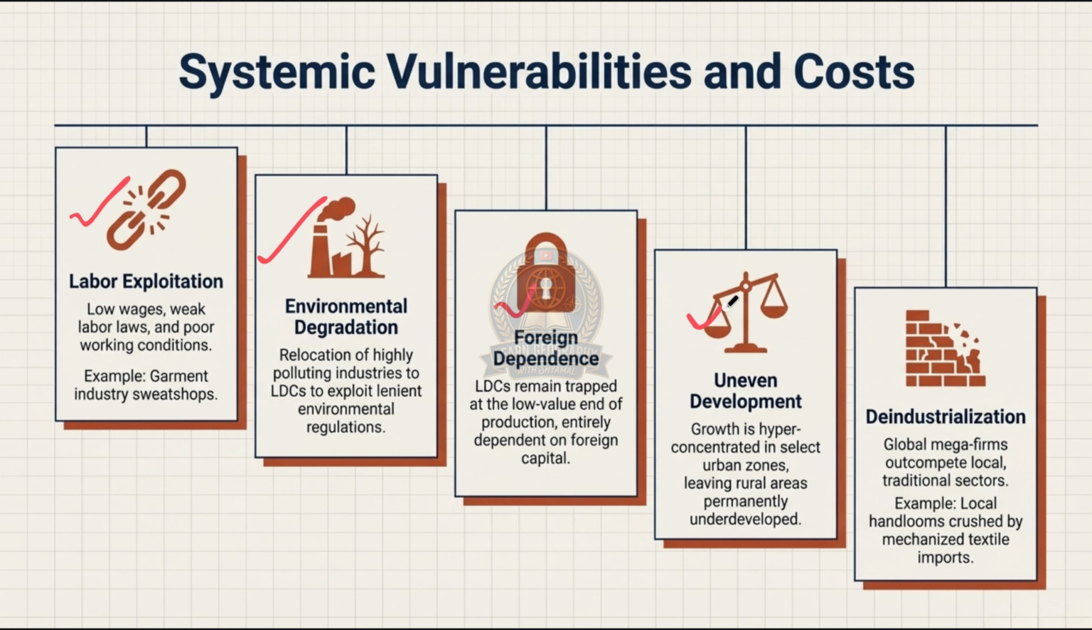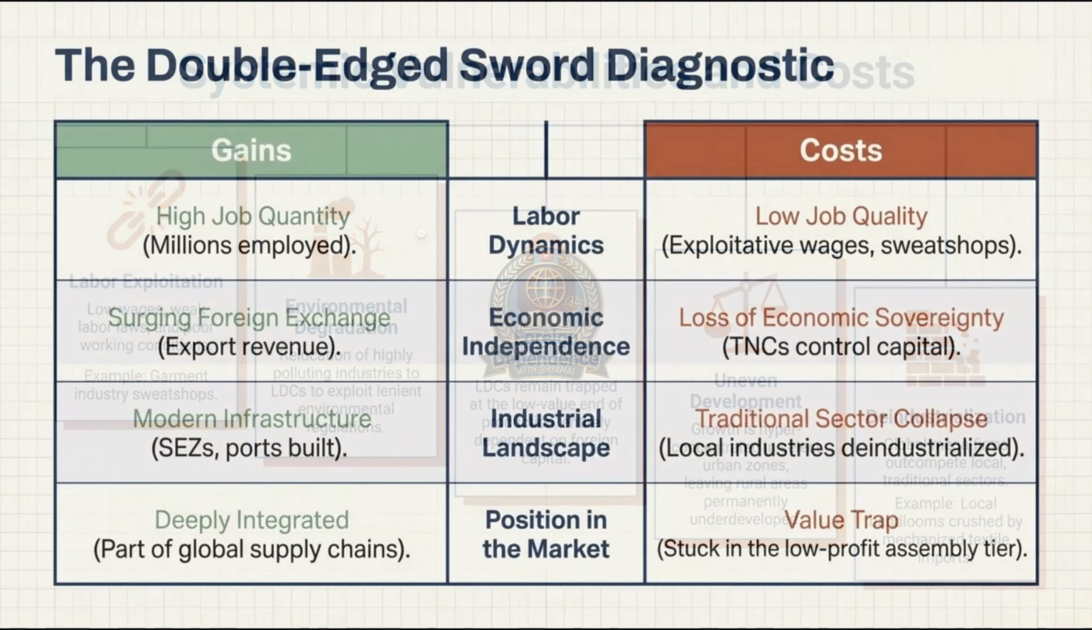Uneven development, growth is hyper concentrated in select urban zones, leaving rural areas permanently underdeveloped. Deindustrialization, global mega firms outcompete local traditional sectors. Example, local handlooms crushed by mechanized textile imports. Okay, these are some challenges faced by the LDCs in terms of modernization and industrialization processes.